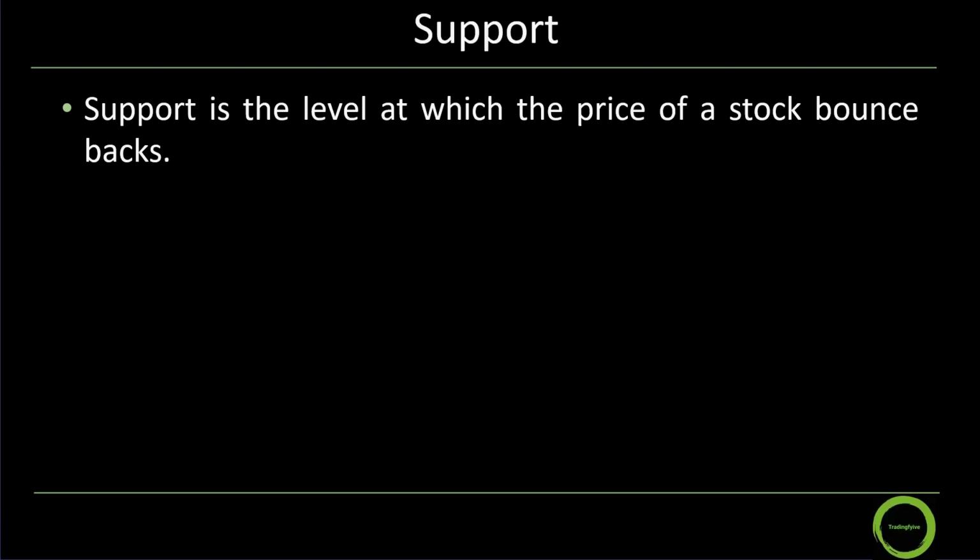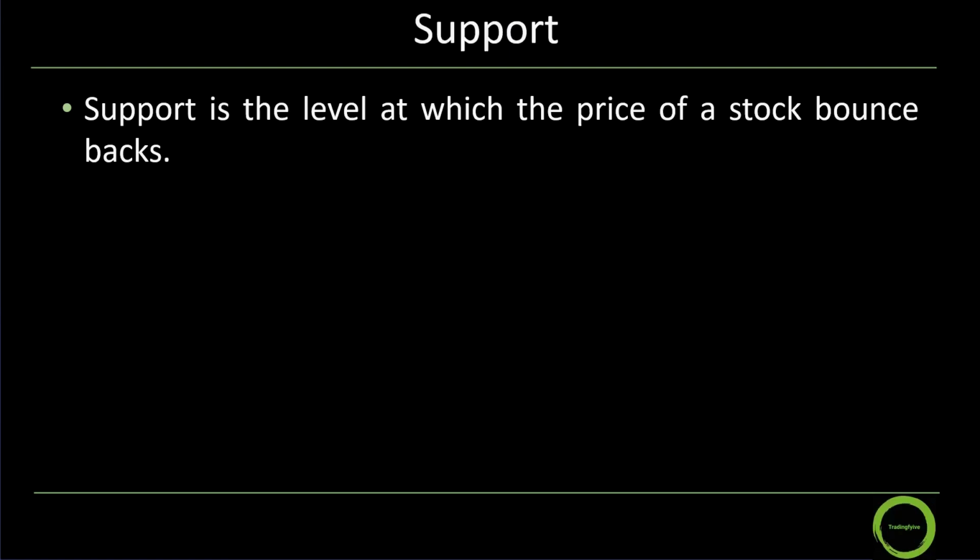So we can say that a stock which is at around 150 rupees and is falling continuously to, let's say, around 100 rupees and from there changes its direction and starts to move upward, then the 100 rupees can be said as the support level.